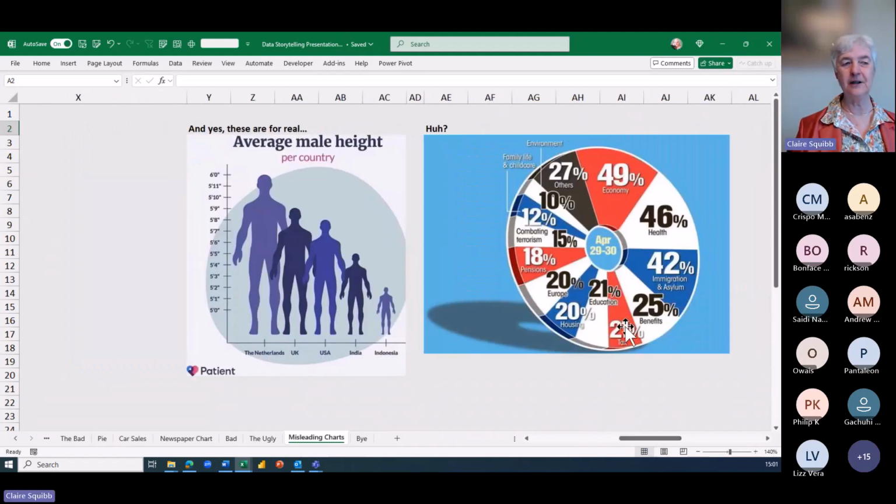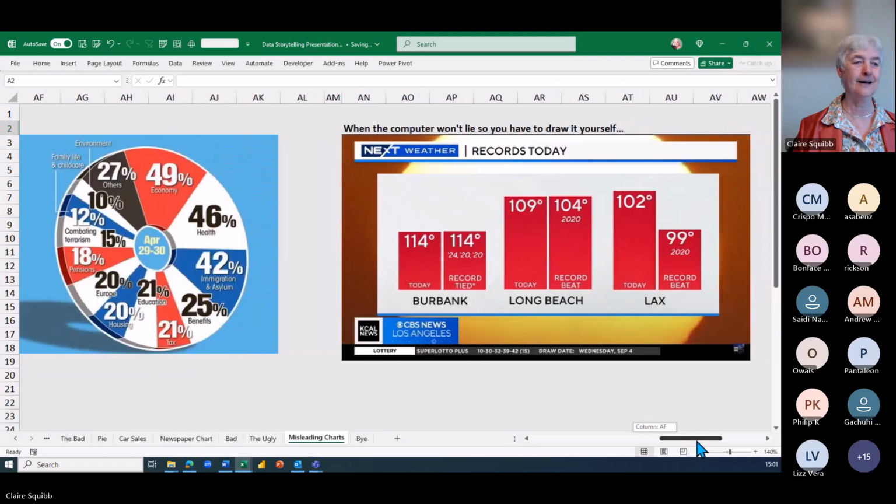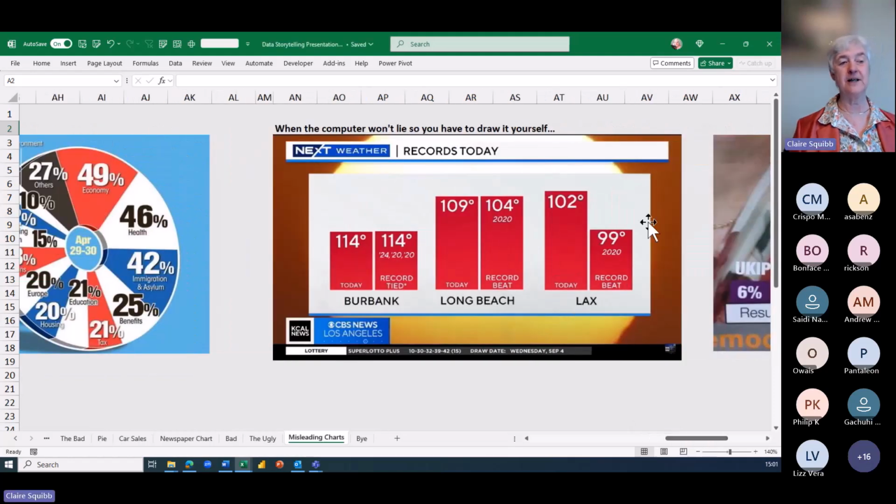This is a genuine political chart. I have no idea. Certainly doesn't add up to 100%. Politics is the best place to find this. Here, I couldn't even create that. You have to draw it yourself. 109 and 104 are the same size, and they're both bigger than 114. Who knew?